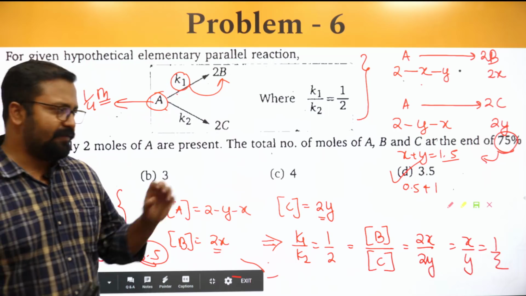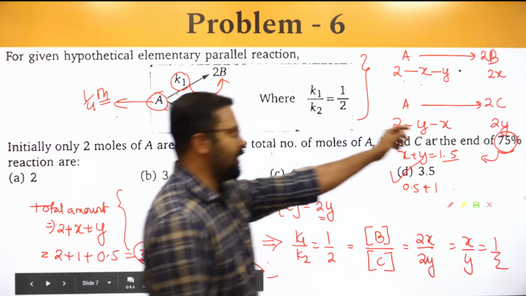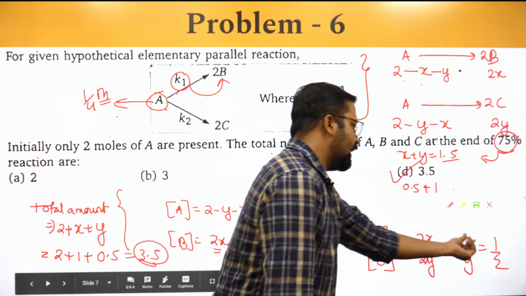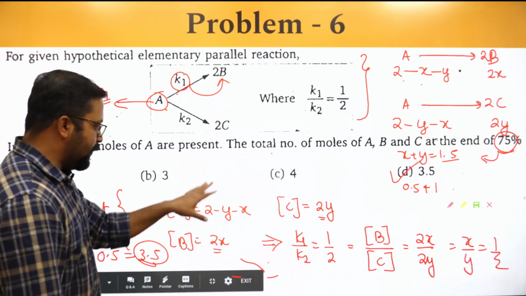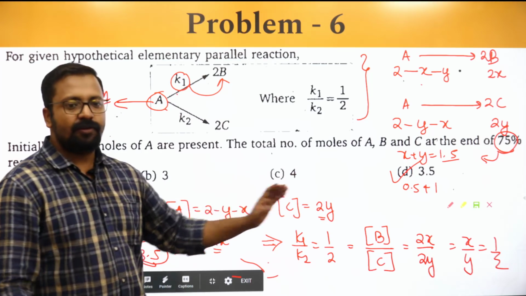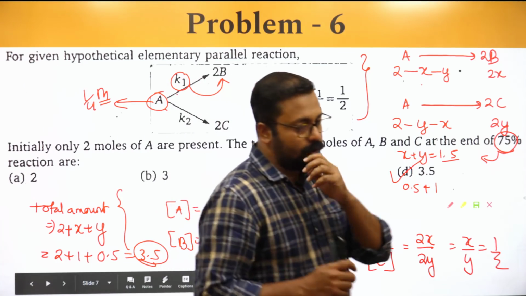Okay, every piece of information is given. 75% of the reaction will give me X plus Y. X is to Y can be obtained by 1/2. Total amount will be the sum of A, B and C. So the total answer turns out to be equal to 3.5.